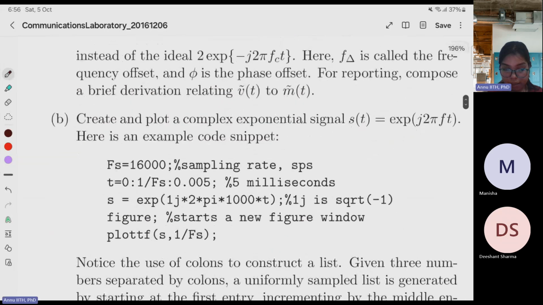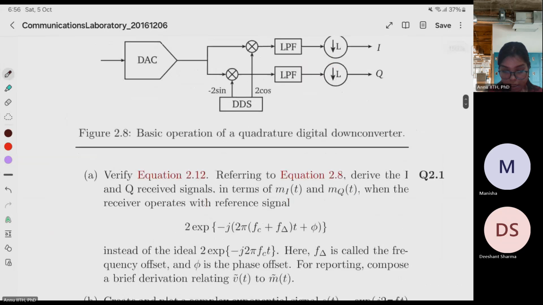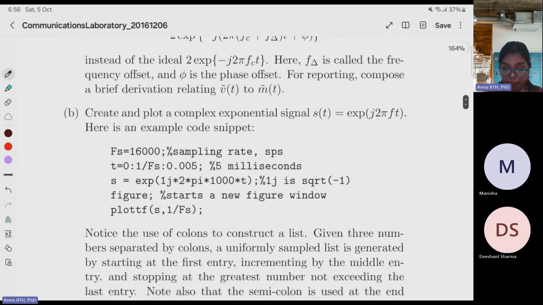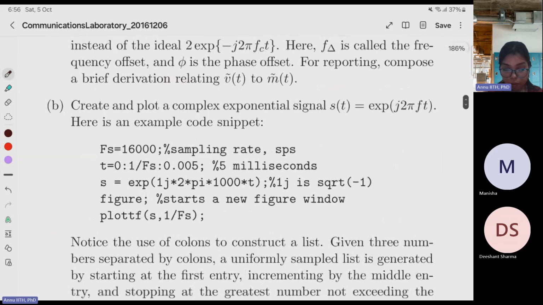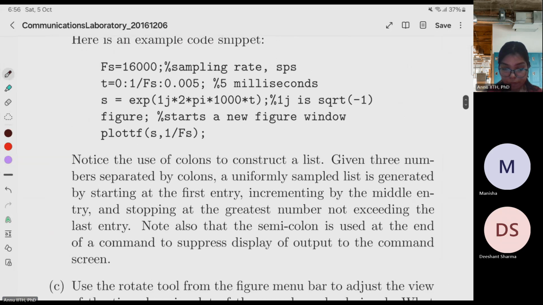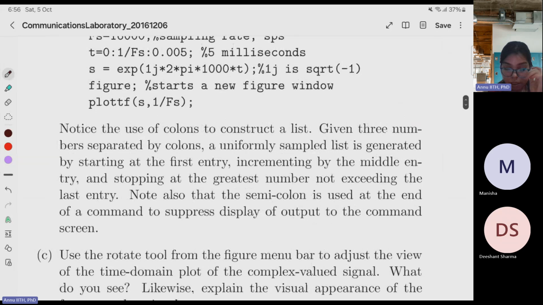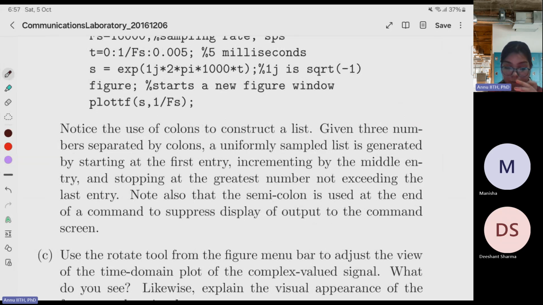Let's create and plot an exponential signal s(t) as an example code. How can you plot? Fs equals 16000, the sampling rate. t equals 0 to 1/Fs to 0.005, 5 milliseconds. s equals the exponential of this part. Notice the use of colons to construct a list. Given three numbers separated by colons, a uniformly sampled list is generated by starting at the first entry, incrementing by the middle entry, and stopping at the greatest number.